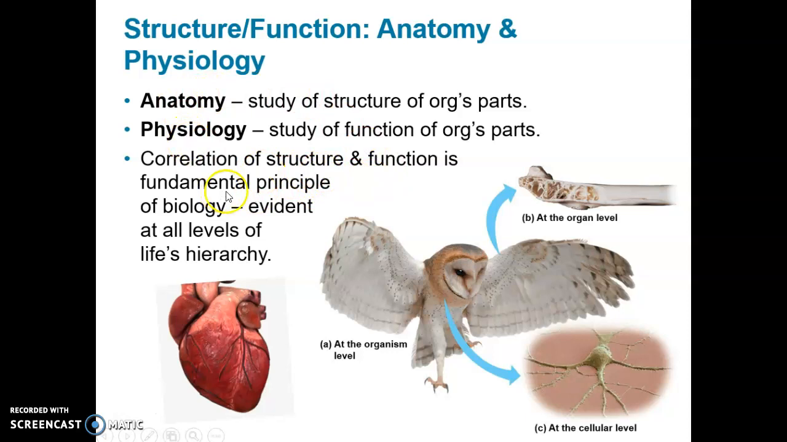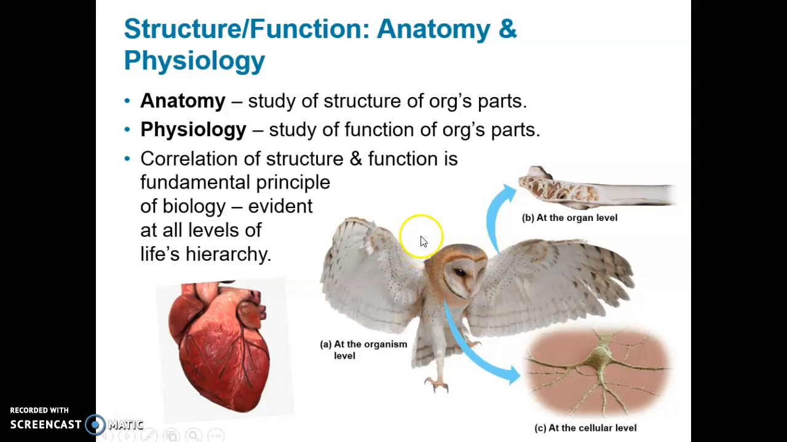So this correlation is fundamental to biology. It's evident in all levels of life's hierarchy. If we consider the simplest level, the cell, a neuron cell, a nerve cell, has a particular shape or anatomy, and that allows it to have its particular physiological function. And the same for muscle cells and blood cells and all other cells.